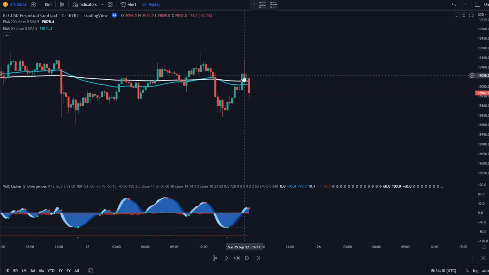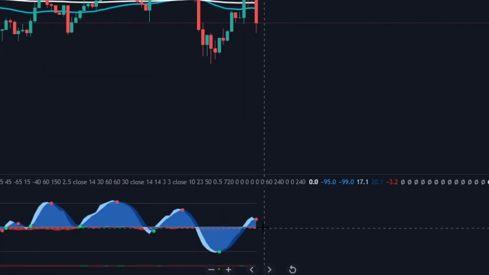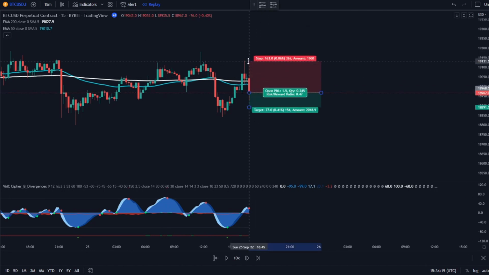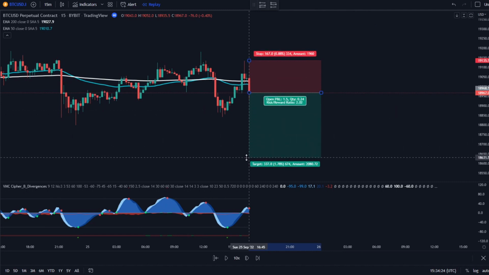Now let's take a look at how a short setup looks like. We can see that price went below the 200-period moving average. We had a pullback to the 50-period moving average and a move back down. Money flow is in the red and the blue waves are above the zero line and signal a cross down. All conditions for a short are met, so we open up our position. We set our stop loss at the previous swing high and target a 2-to-1 risk to reward ratio.